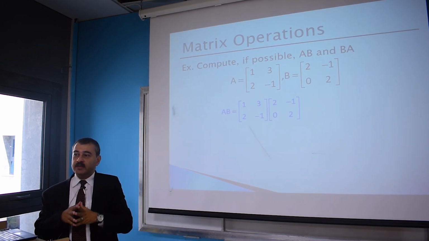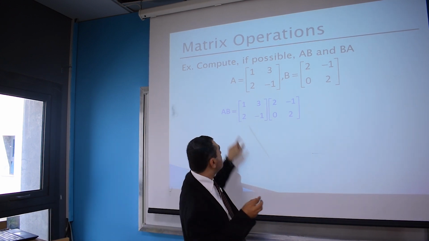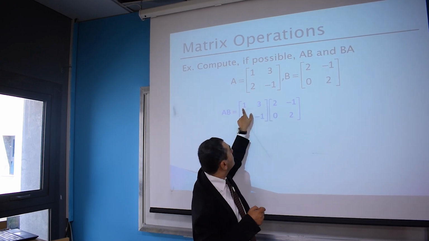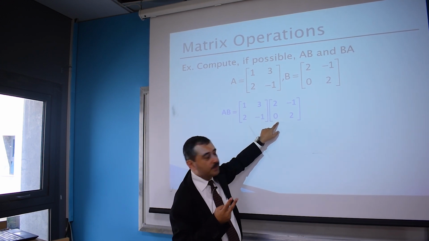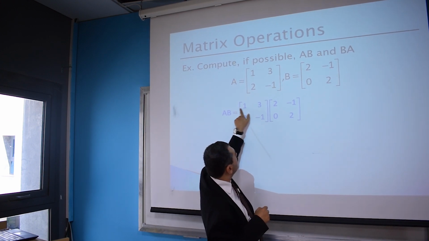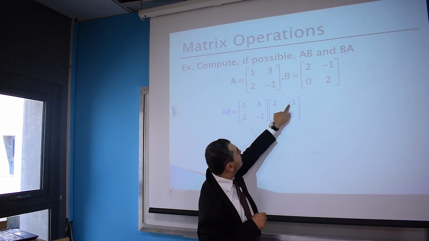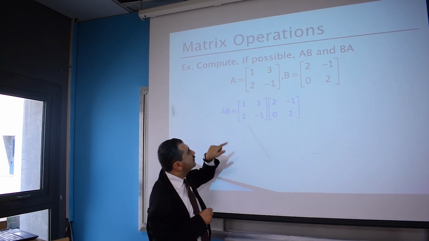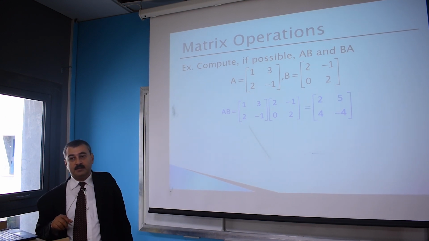So if I apply the row vector rule, for example, the first entry would be dot product between this row vector and this column vector. So it would be 1 by 2 plus 3 by 0, which is 2. The second entry to the right, the first row, I'm going to do dot product between this row vector and this column vector. So we'll get negative 1 plus 6, which is 5. Okay? Is this right?